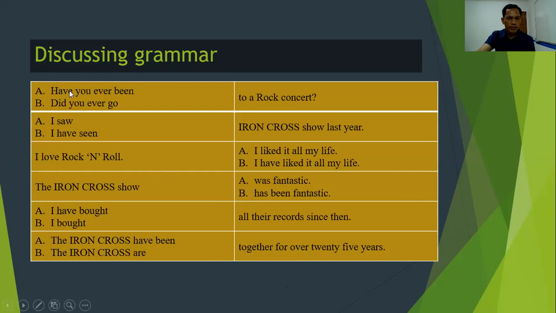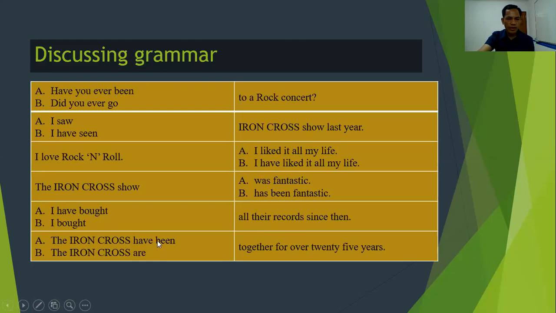The first one, have you ever been to, is correct. And the second one, because the time expression here is clear, I saw is correct. And the third one, I have liked it all my life is correct, because it is my whole life, okay? And this one, the Iron Cross show was fantastic. We talk about the one I saw last year, so it was fantastic. I have bought all their records since then, since I watched them. So since then, I have bought is correct.